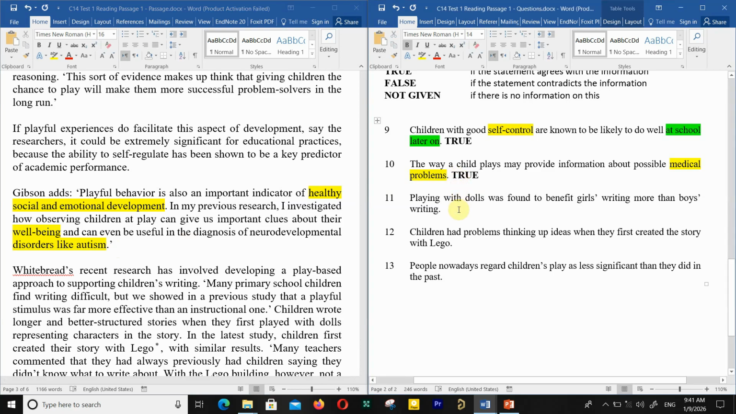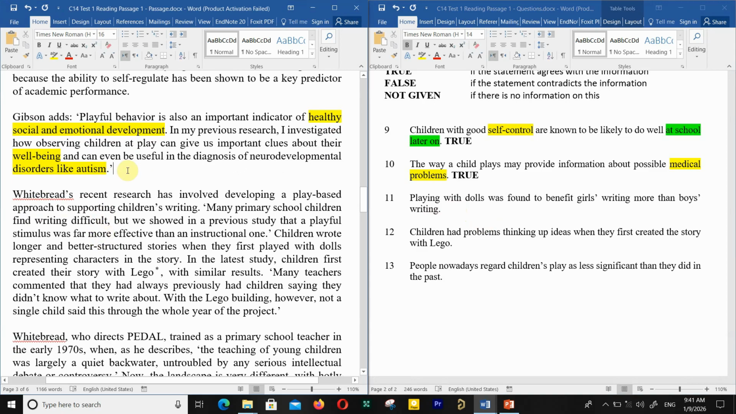Now, question 11. Playing with dolls was found to benefit girls' writing more than boys' writing. So it's some comparison between girls' and boys' writing relating to playing with dolls. Dolls, actually, is something easy to find. Our recent research has involved developing a play-based approach to supporting children's writing. So it's about children's writing. It's in here. Many primary school children find writing difficult, but again, be careful.